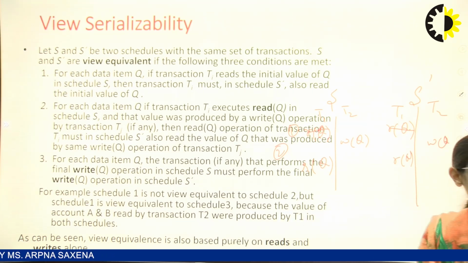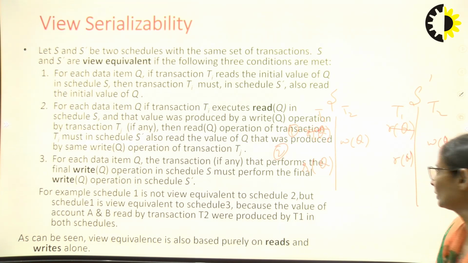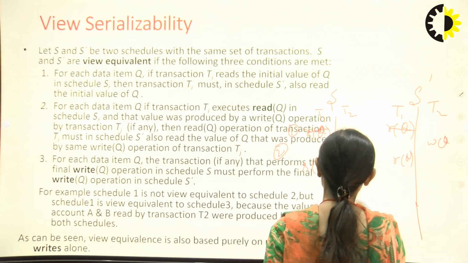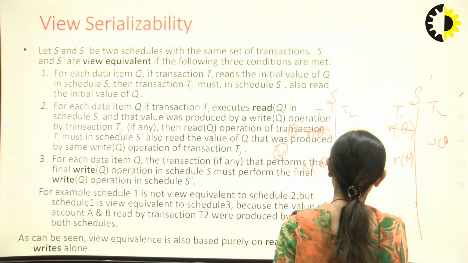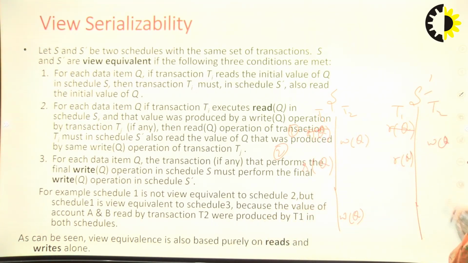What does the third property say? For each data item Q, the transaction, if any, that performs the final write Q in S must perform the final write Q operation in schedule S dash. Let's suppose T2 is the transaction which finally updates data item Q. Then in S dash also, T2 should be the last transaction to update the data item Q.